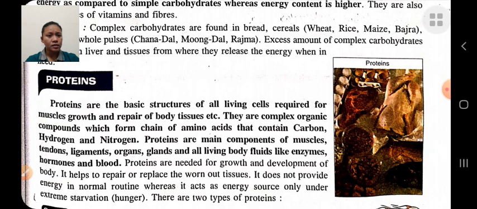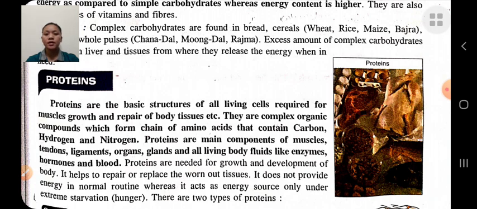Proteins are required for muscle growth and repair of tissue. If there is any damage in the tissue, it helps to repair the tissue. They are complex organic compounds which form chains of amino acids that contain carbon, hydrogen, and nitrogen.